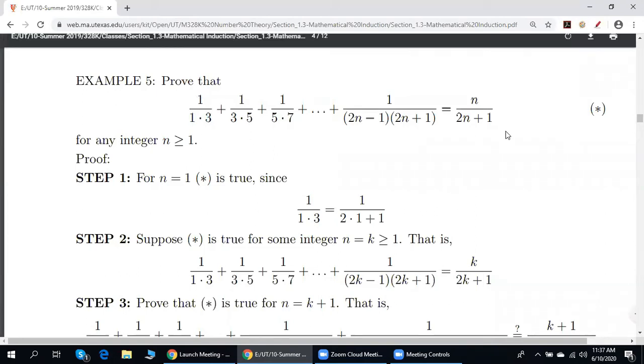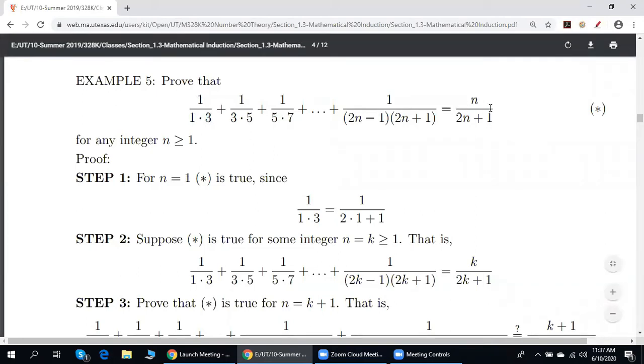If n is equal to 1, the right-hand side is 1 divided by 2 times 1 plus 1, which is 1 over 3. The left-hand side is equal to the right-hand side. We are done with step 1. Now, step 2. Suppose this is true for some n equal to k, where k is greater or equal to 1. That is this. So, in order to jump from here to here, we just replace n by k. That's it.